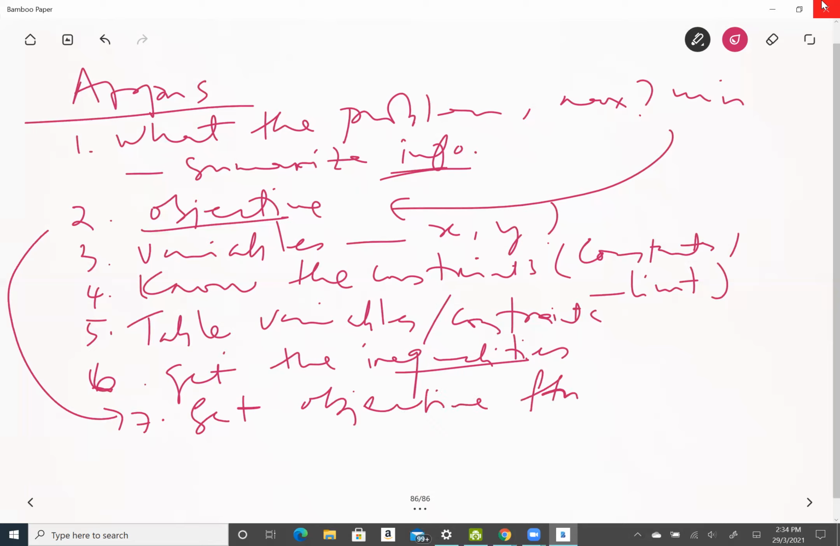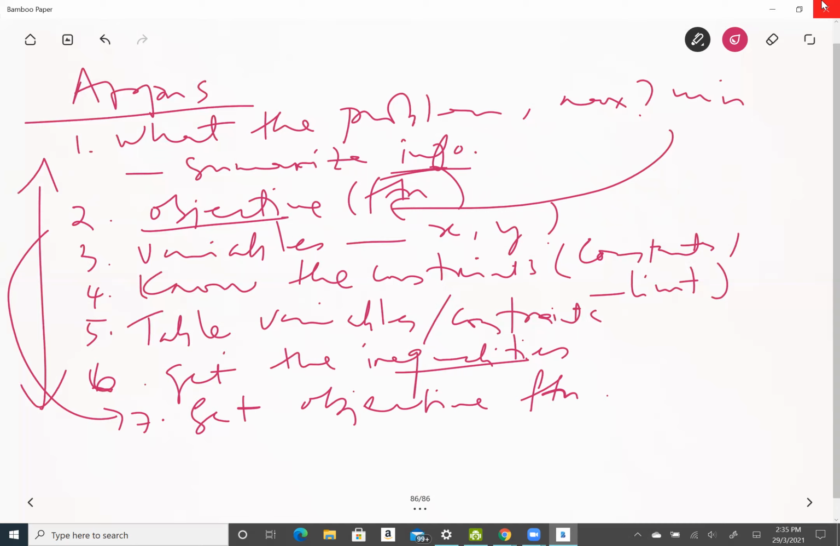And the objective function is a linear function. So once you have the objective function, you are done. Sometimes you can get the objective function right away, when you know the objective. So this step here is just a guideline. It shouldn't be in order.